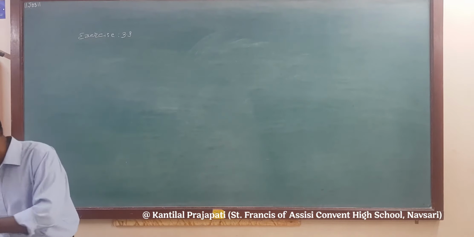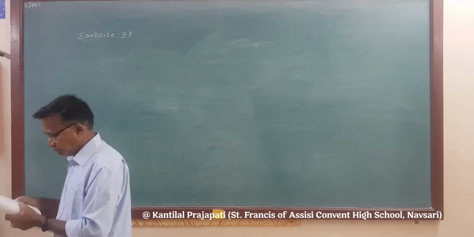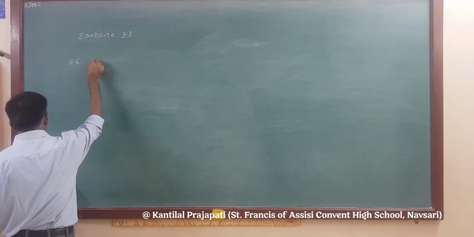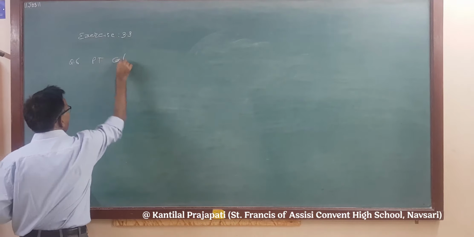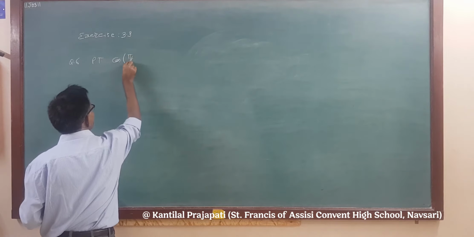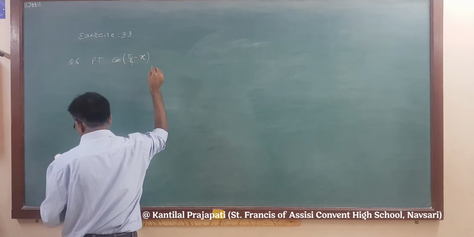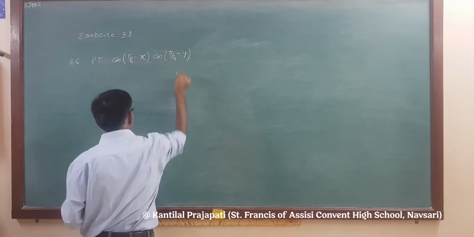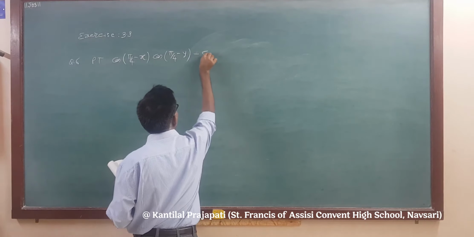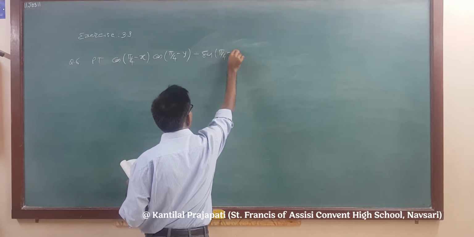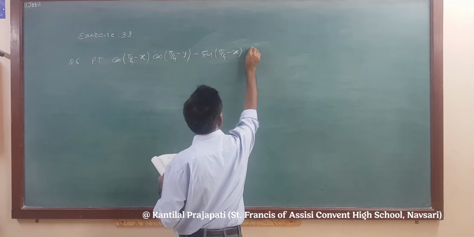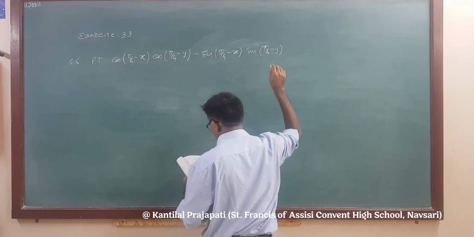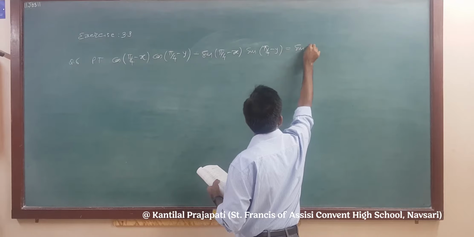Now question number 6. Prove that cos of pi by 4 minus x into cos of pi by 4 minus y minus sin of pi by 4 minus x into sin of pi by 4 minus y is equal to sin of x plus y.